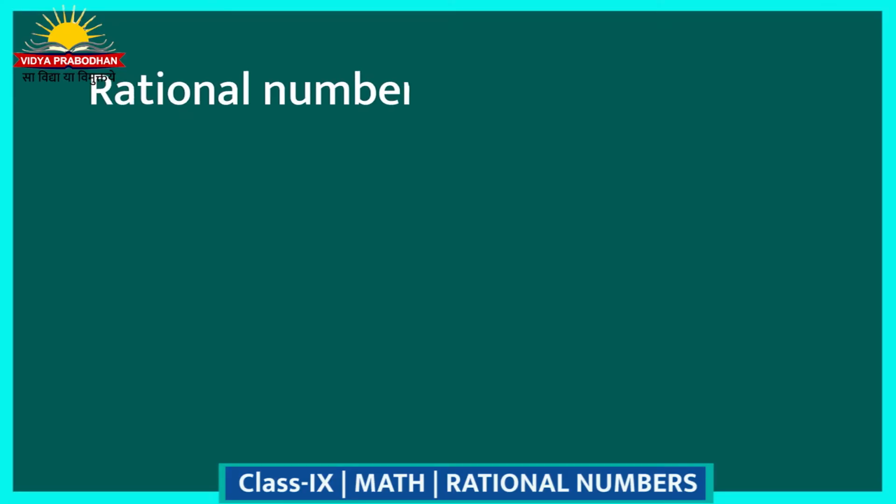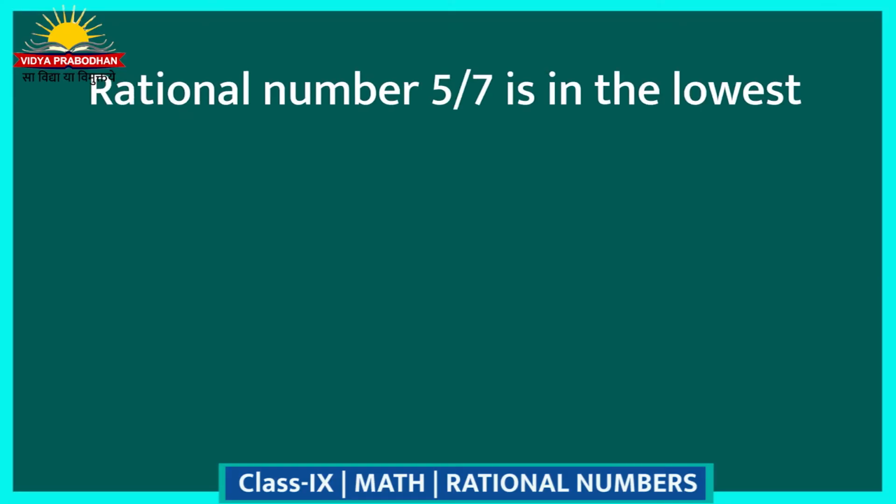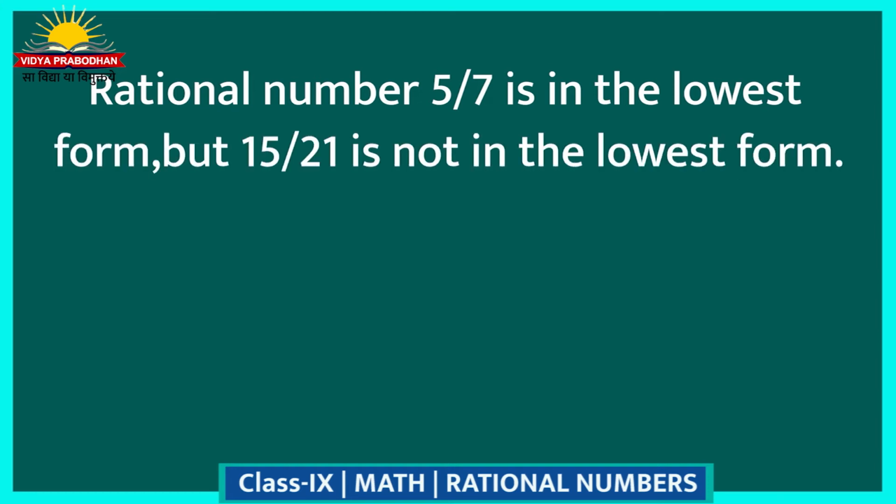Let me ask you a question. What is the lowest form of a rational number? The answer to this is a rational number p by q is said to be in the lowest form or simplest form if p and q have no common factor other than 1. Rational number 5 by 7 is in the lowest form, but 15 by 21 is not in the lowest form.